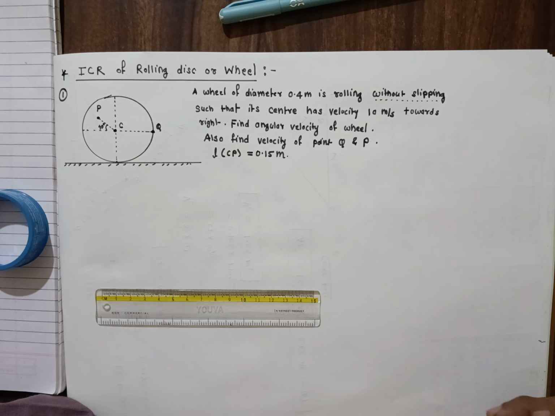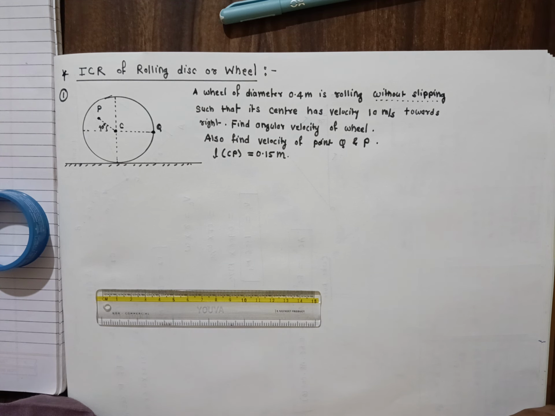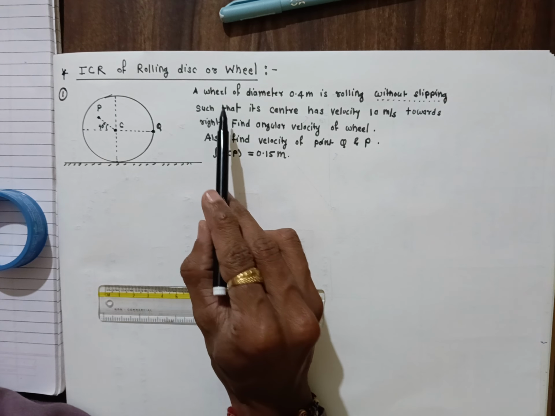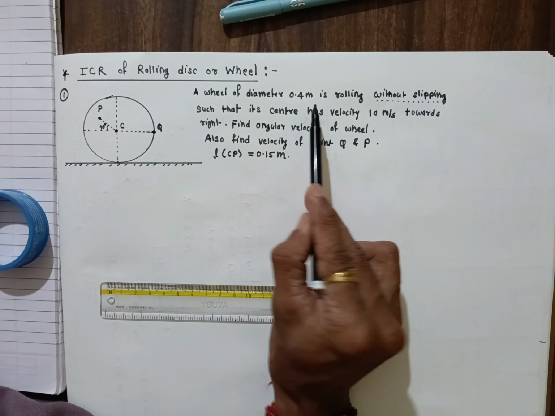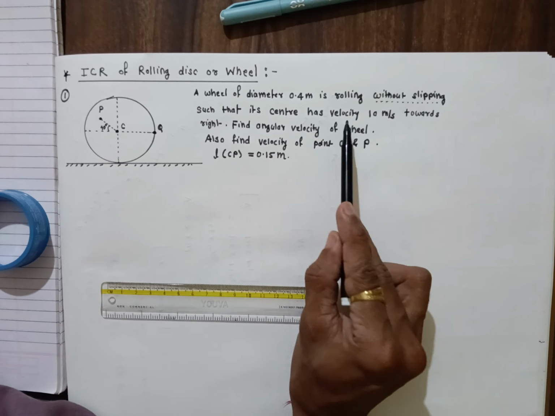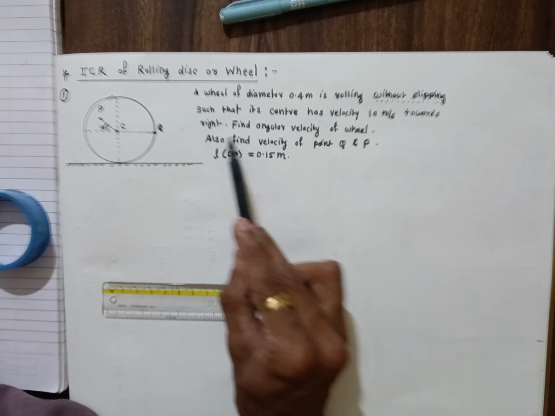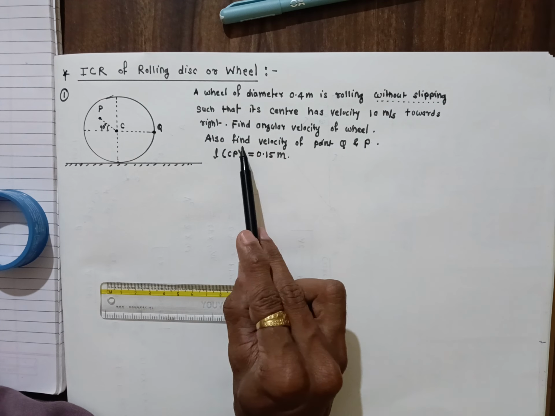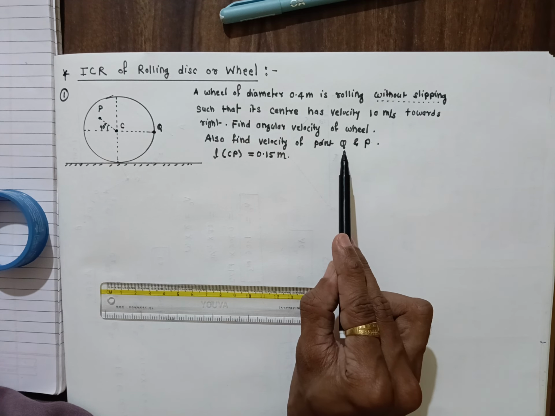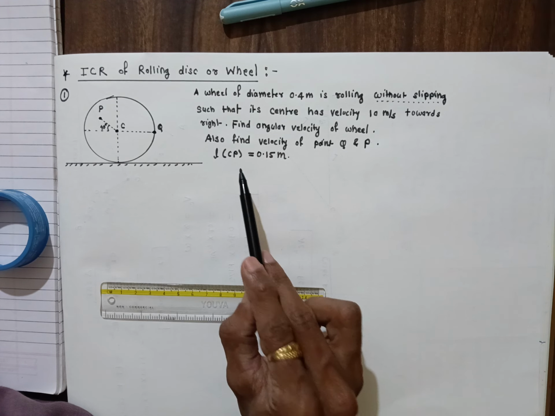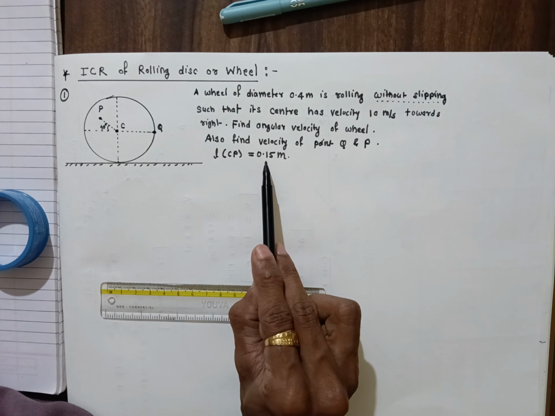Good morning everyone. In this video session we will learn the ICR of a rolling disc or the wheel. So refer this first problem. A wheel of diameter 0.4 meter is rolling without slipping such that its center has a velocity 10 meter per second towards right. Find the angular velocity of the wheel and also find the velocity of the points Q and P which are located on the disc or the wheel, and the length CP is given as 0.15 meter.